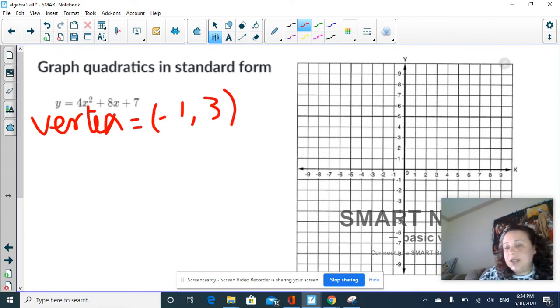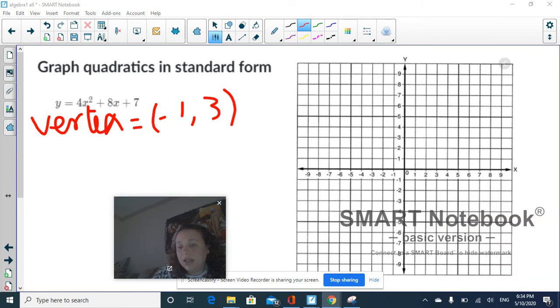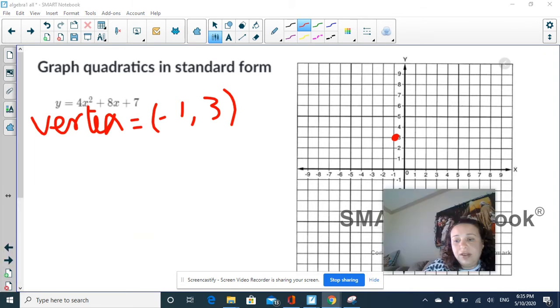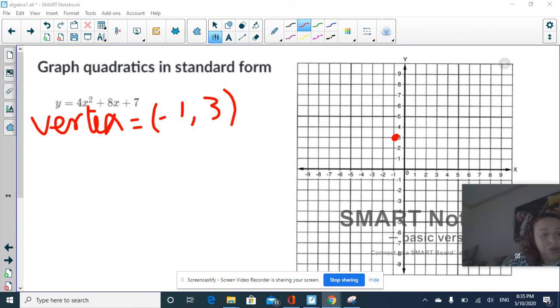Okay, let's plot this here on this graph. Negative 1 comma 3 here. Okay, this is the vertex of the parabola. And remember, it's open up. That means it will not touch the x-axis. Okay. We need another points to graph this parabola. How can we find another point?